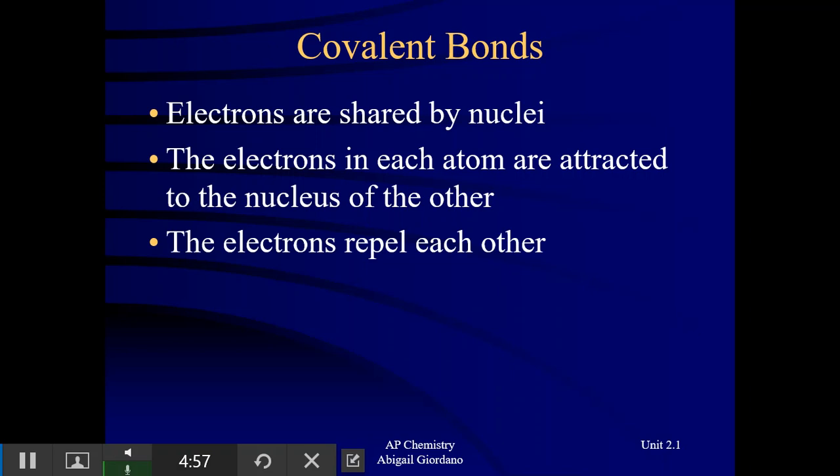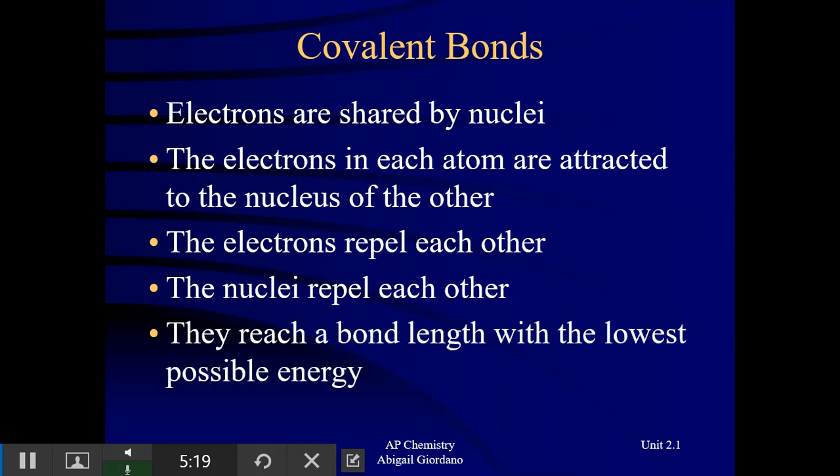But there are also forces of repulsion. The electron cloud of one atom will repel the electron cloud of the other. Like charges repel. Their nuclei also repel each other, again, like forces, like charges. And when you have this balance between the force of attraction and the force of repulsion, when those forces balance out, that is the length at which that bond has formed. And we'll talk a little bit more about that in a later unit.